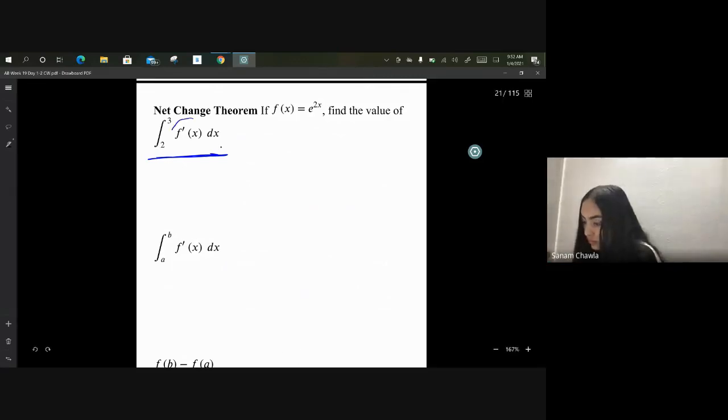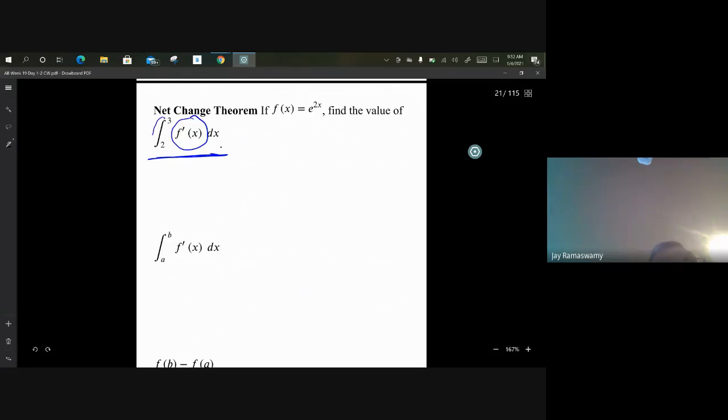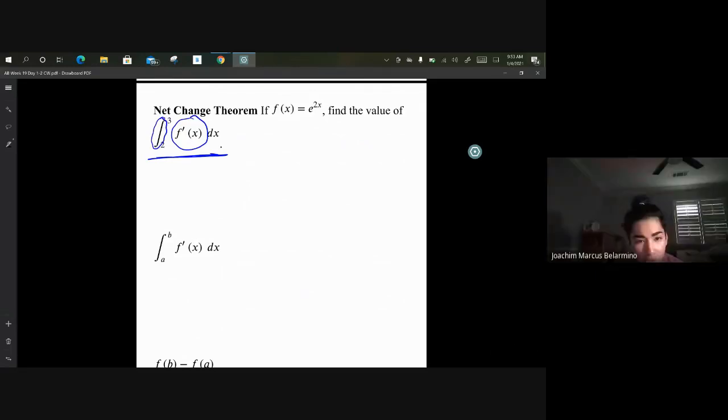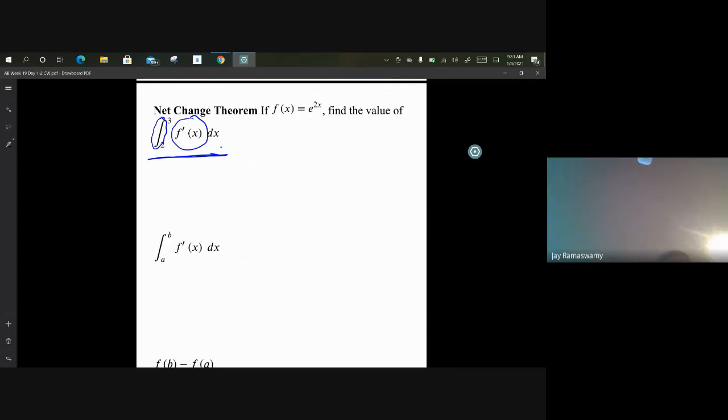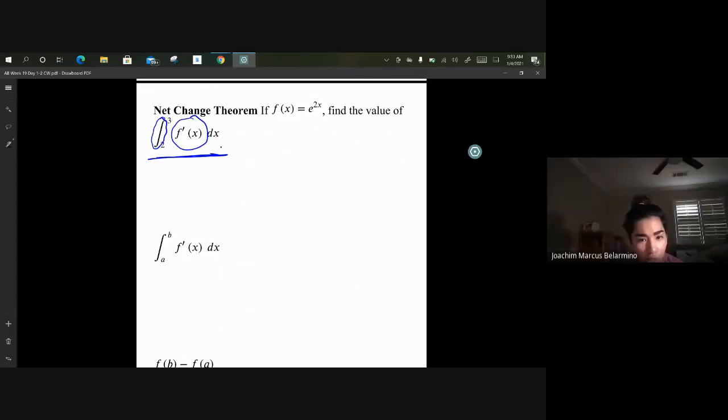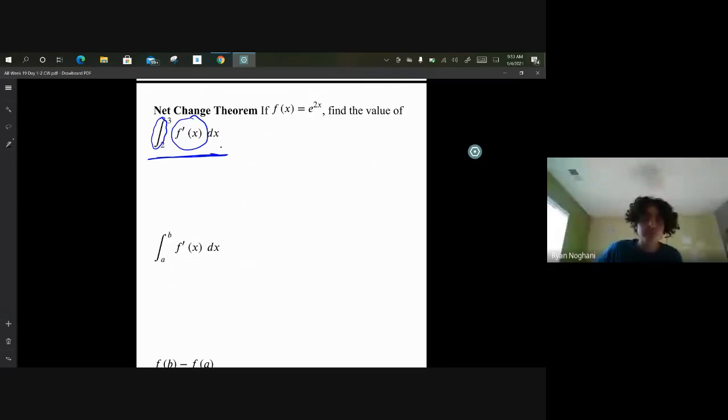Okay, just look at the board. Look at that expression. I'm going to say something profound. Think about it. First, we need to find the derivative, correct? Yes. And then I need to find the integral. Wait a second. If I find the derivative and then the integral, what will you just end up with? F of x. Yes. Is that common sense?